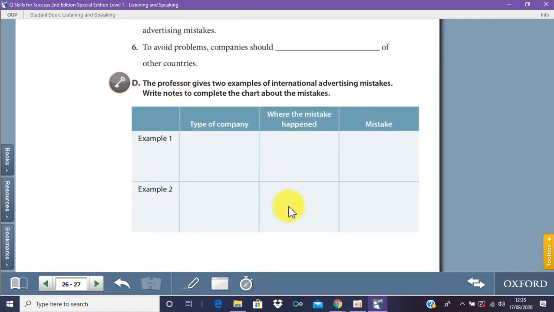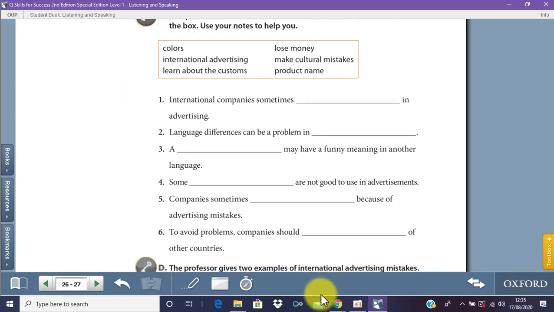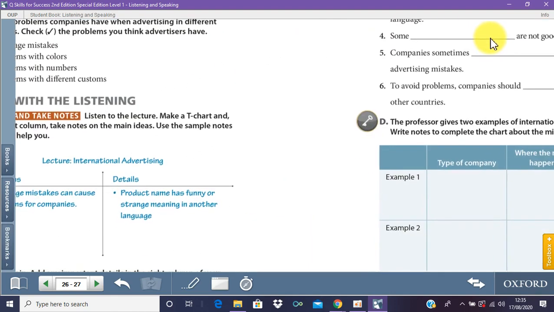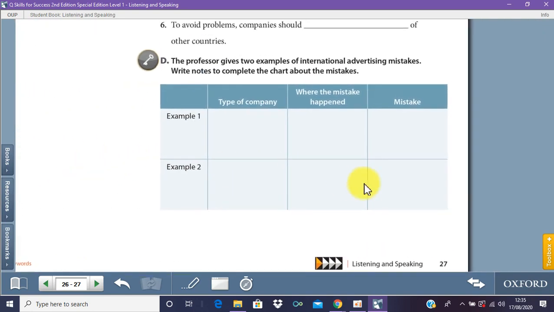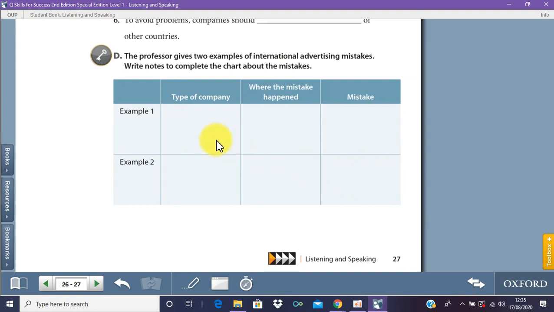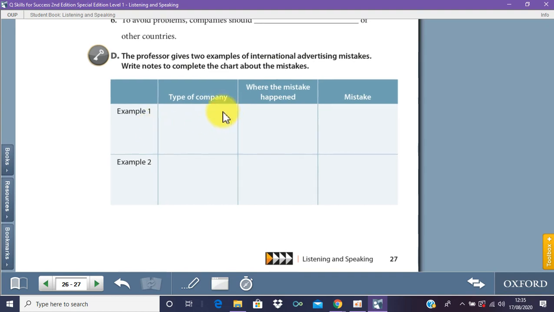This one's quite easy. We're going to run through this very quickly. The professor gives 2 examples of an international advertising mistake. Will you listen to the audio on the previous page? If you look at page 26 and listen to the audio using your book, you'll be able to answer these questions. Now, example number 1, I'm going to read this very briefly for you. Example 1, type of company is a computer company. Where the mistake happened, it was in Eastern Europe, and the mistake was the language.